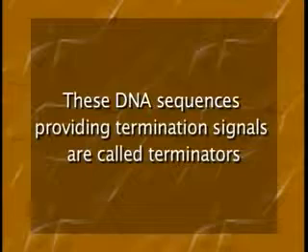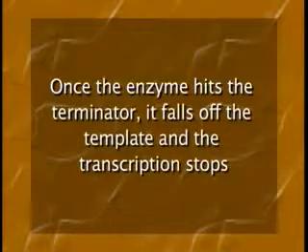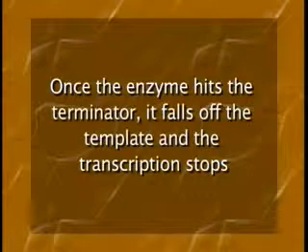Number 3 is termination. The termination of mRNA chain in prokaryotes is brought about by certain termination signals on DNA. These DNA sequences providing termination signals are called terminators. Once the enzyme hits the terminator, it falls off the template and the transcription stops.